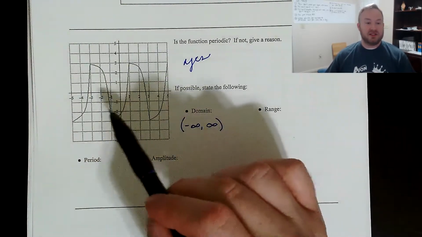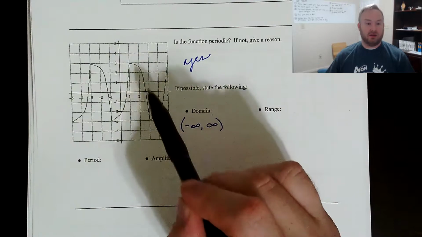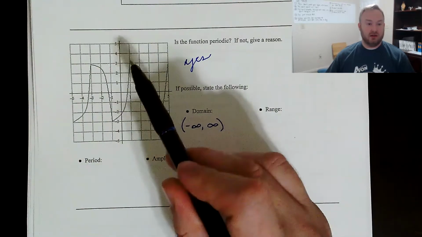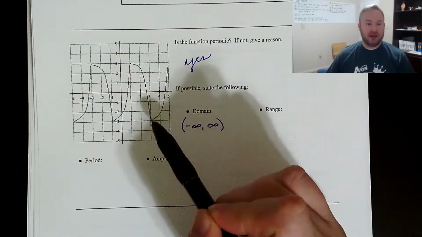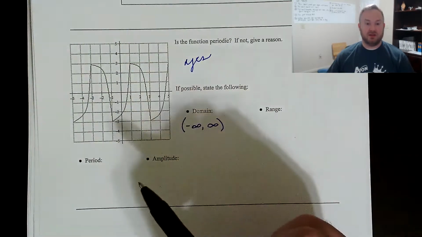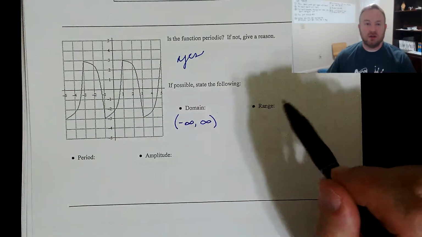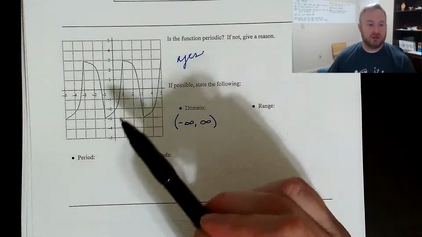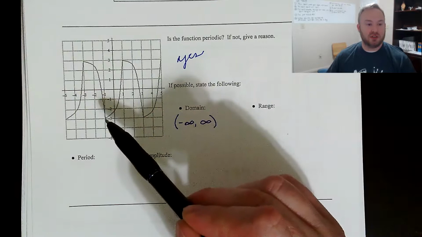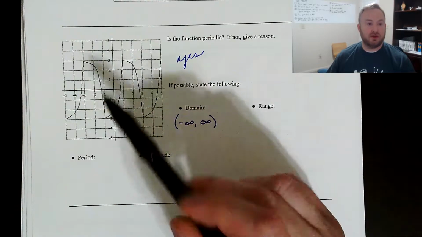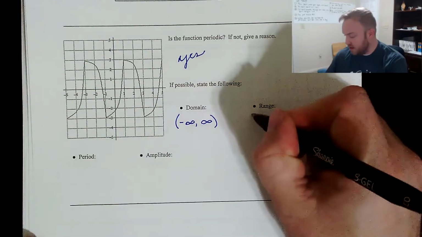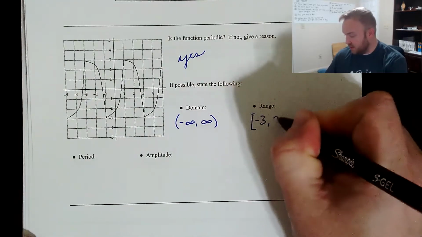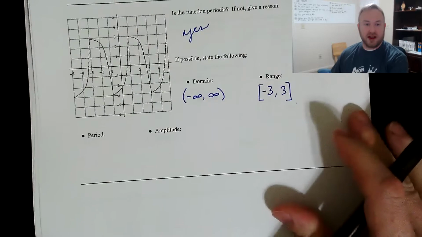And so we have this cycle of y values that repeat: -1, -3, +3, -3, +3, and so on. As for the range here, we do the range the same way that we always do the range. The point with the lowest y value has a y coordinate of -3. The point with the highest y value has a y coordinate of +3. And so our range is -3 to 3. Notice the brackets there.